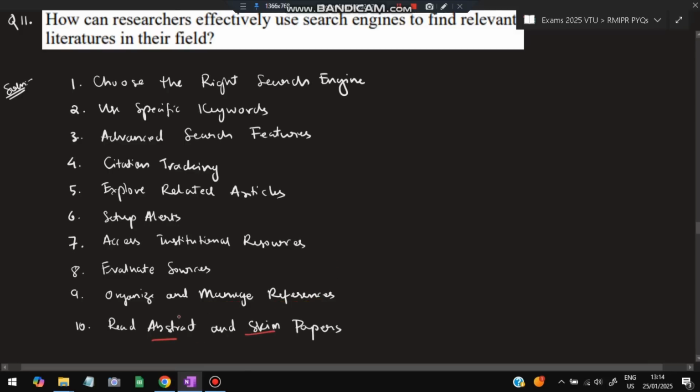Read abstracts and skim papers. To save time, you can collect multiple papers and read the abstract of each. The abstract is the starting page where it shows the summary, and at last you can read the conclusion also. Just by reading the abstract and the conclusion, you can conclude what it generally says, saving much time. And you can skim the papers, meaning just extract relevant information. When you do this for multiple papers, you'll easily understand the knowledge you want, and you'll be gaining that knowledge. Okay, so these are some of the ways we can effectively use search engines to find relevant literature.